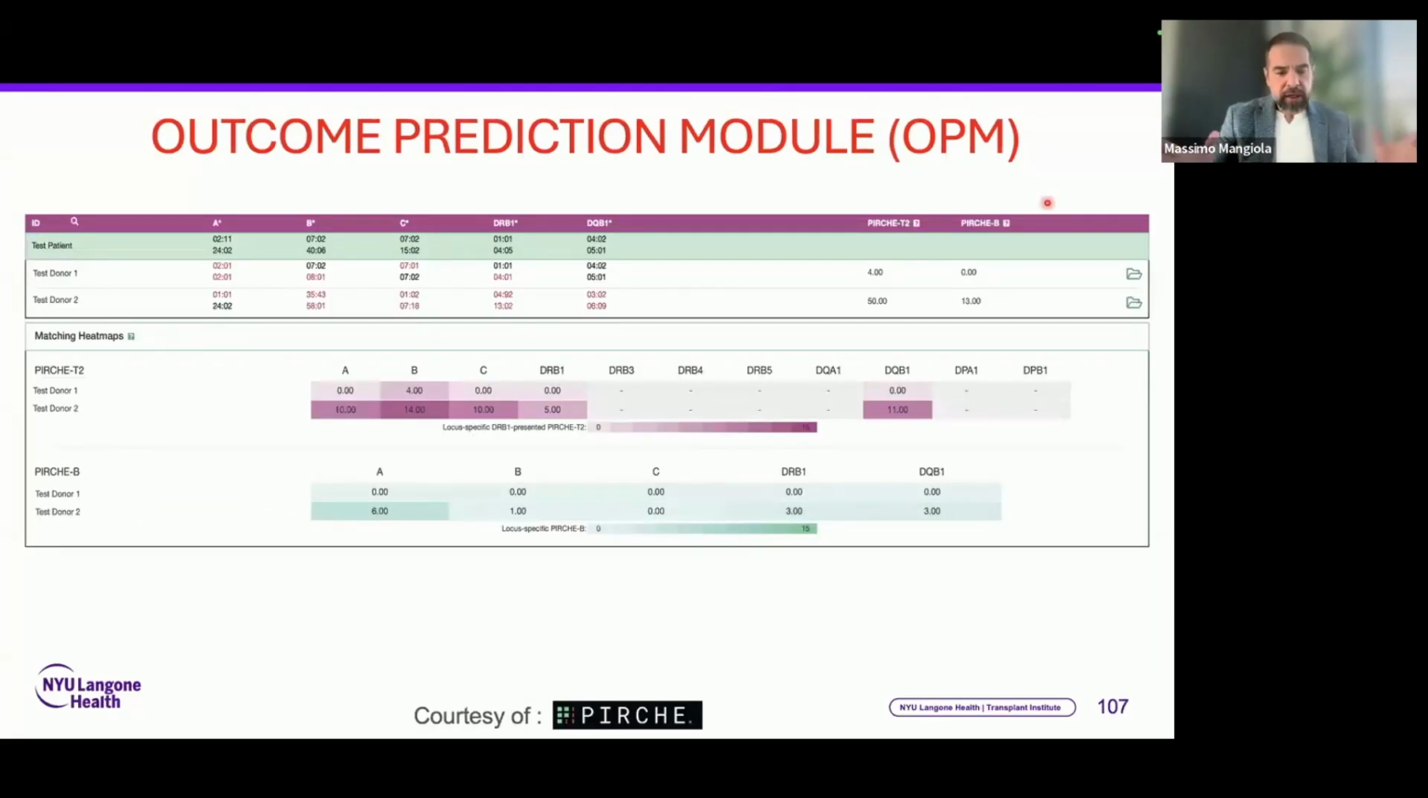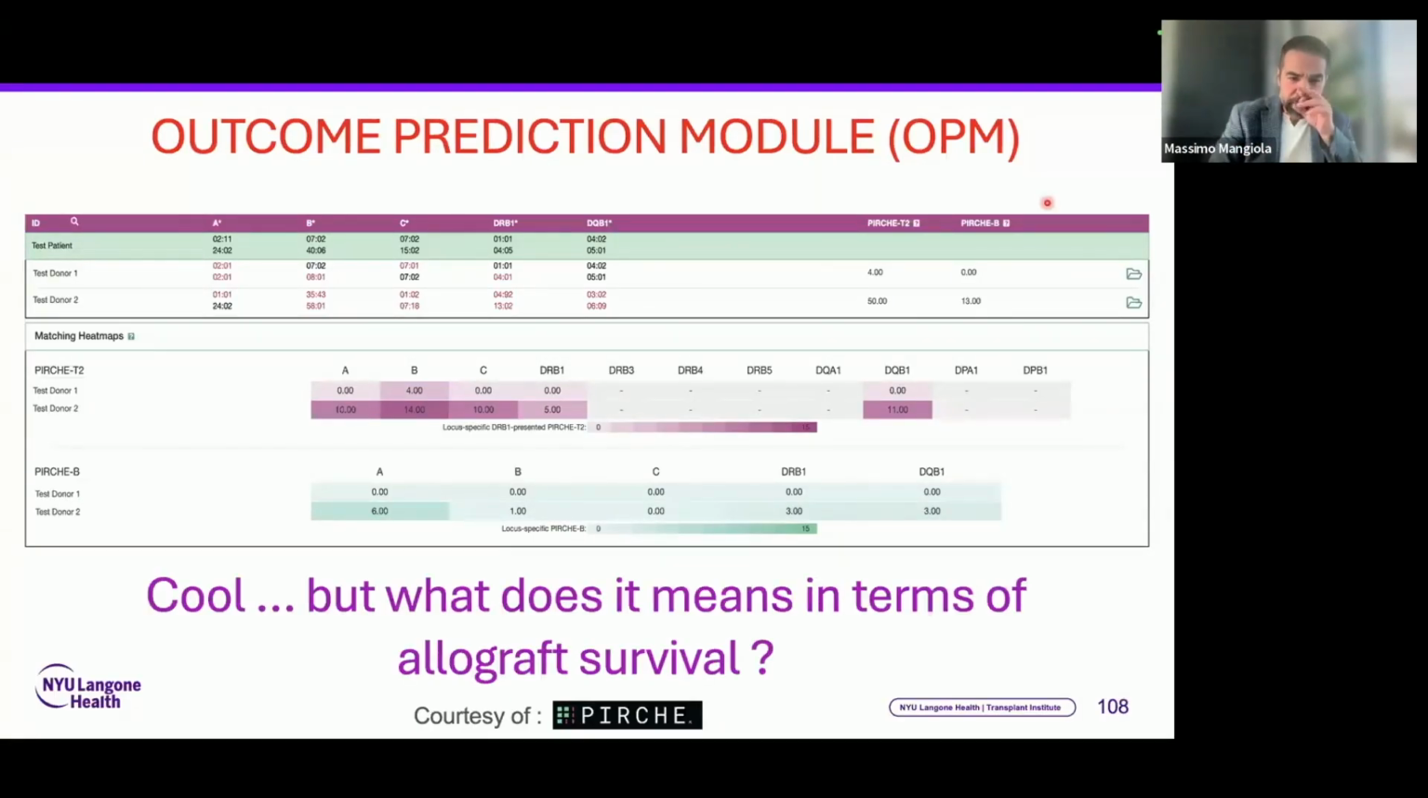So suppose a scenario. What is this doing for us? Suppose you have this patient and two test donors, donor one, donor two. You do the PIRCHE, right? Cool, good for us. But what does it mean in terms of allograft survival? Well, once you have these numbers, what do you do with it? The OPM is going to help us with that.